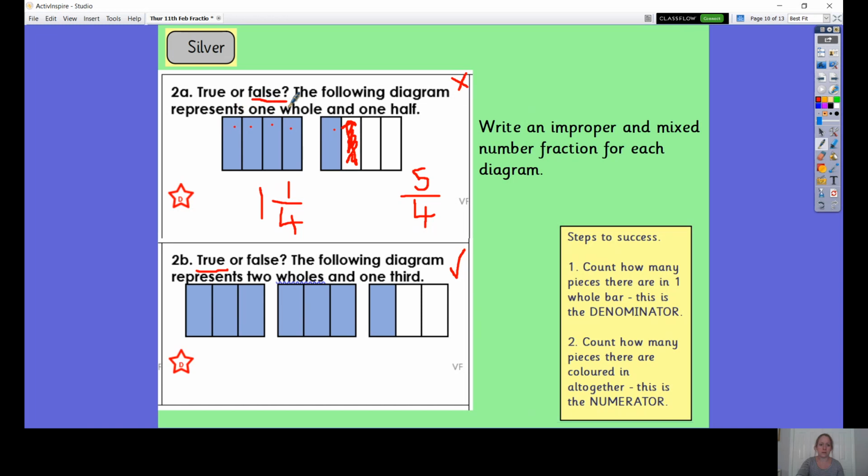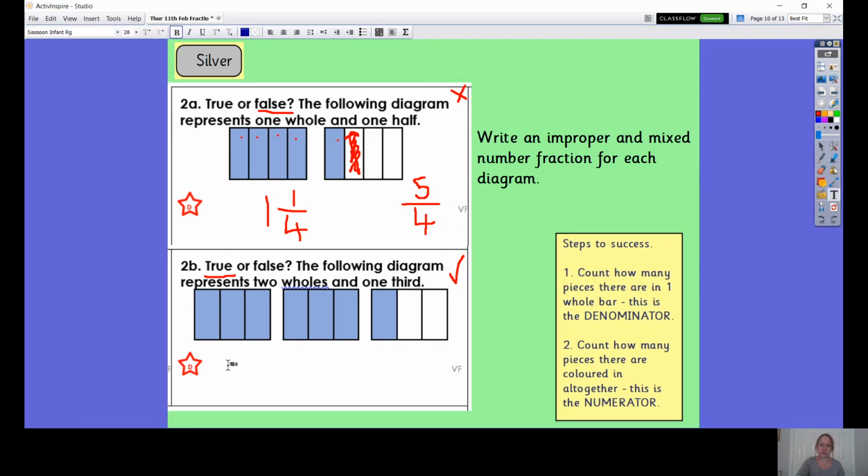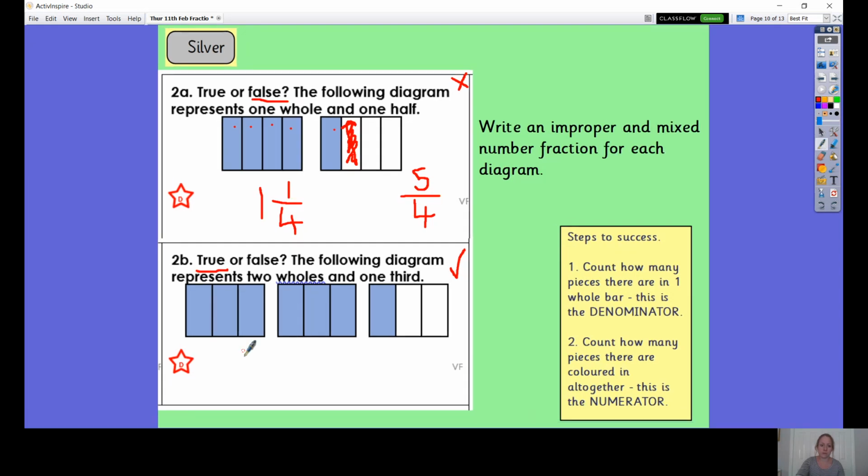because there are 2 whole ones. So I'm doing my whole ones. There are 2 whole ones, and counting in thirds, my denominator is a 3, because each whole is divided into 3, and so there's 2 whole ones there. I've done those, and how many of that last whole one are coloured in? Just 1. So it's 2 whole ones and 1/3, which is what she has said.